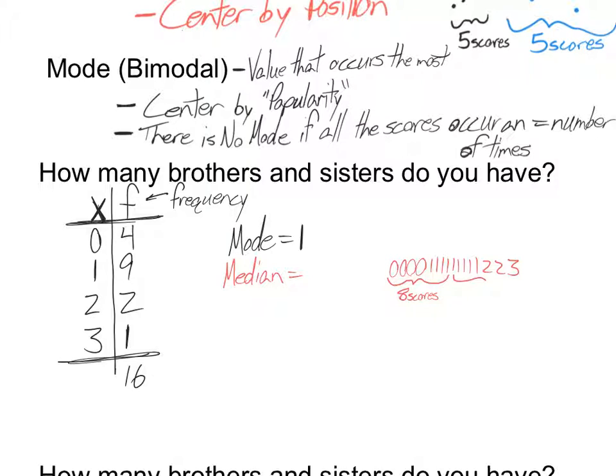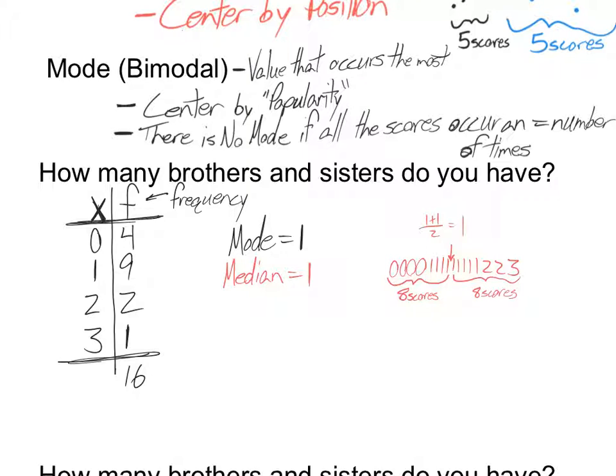And here are 8 scores. So actually the median would fall between the 8th and the 9th score. Don't you add them and divide? Yes. You would find the mean of the 2 middle scores. So 1 plus 1 divided by 2 is still just 1. If they're the same, it's going to be what they are.